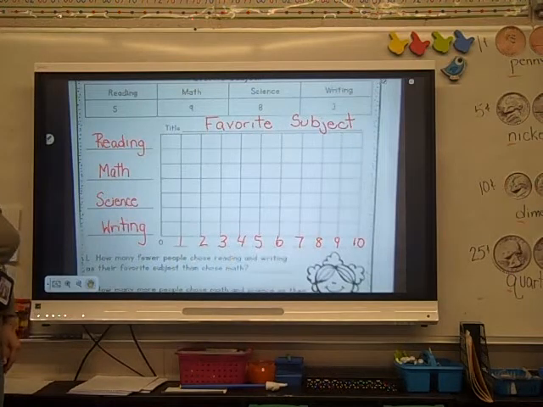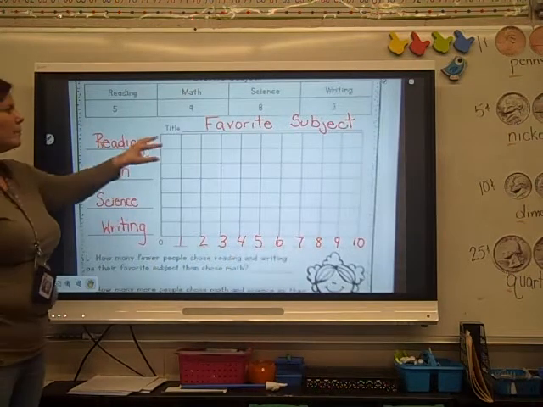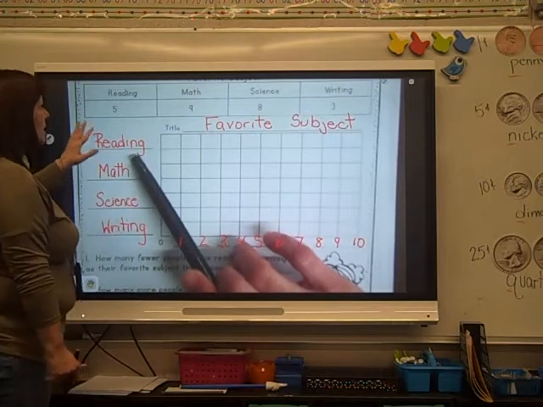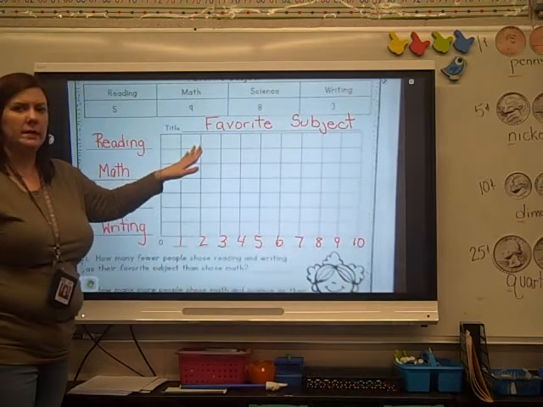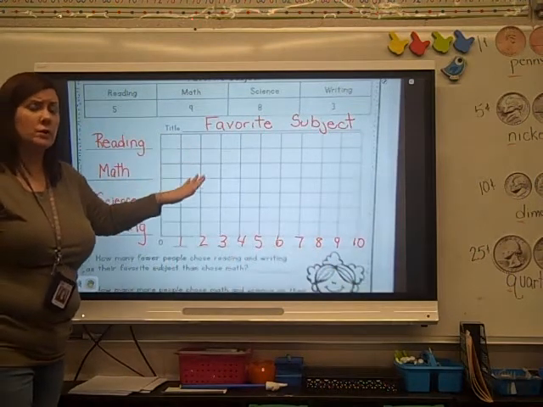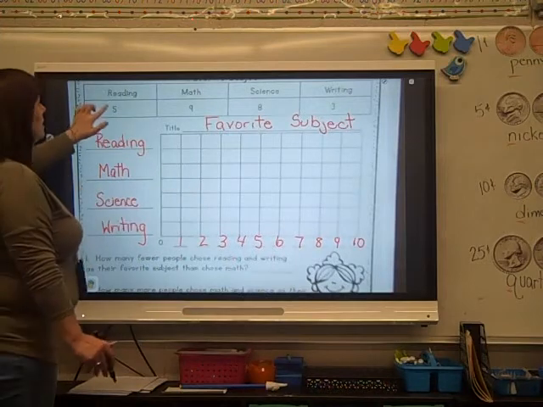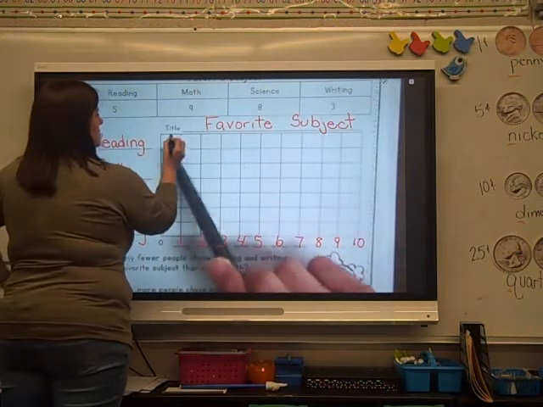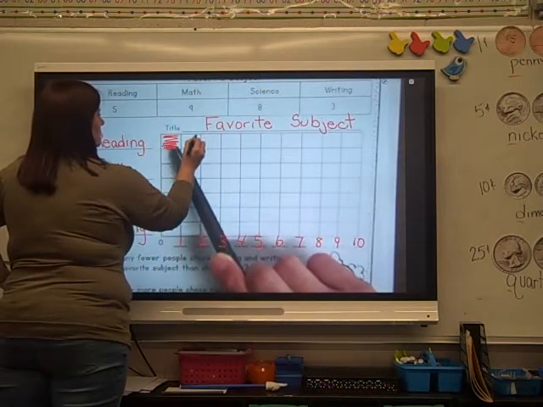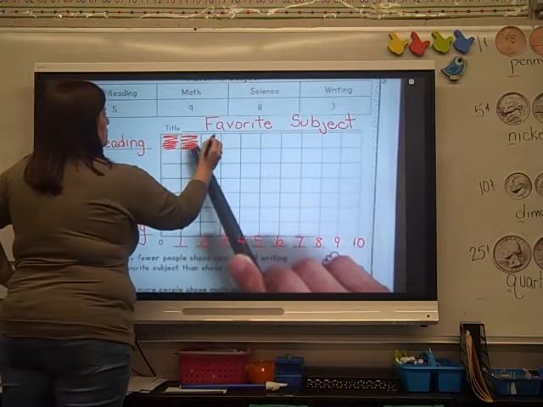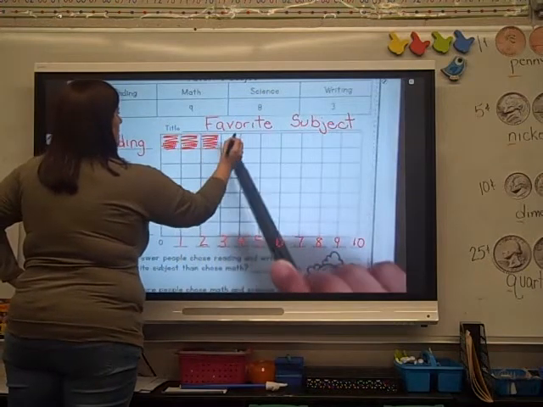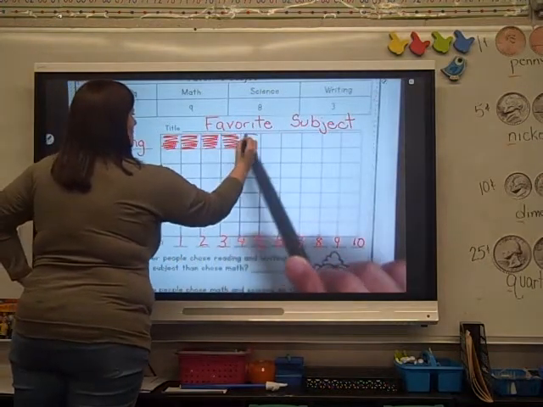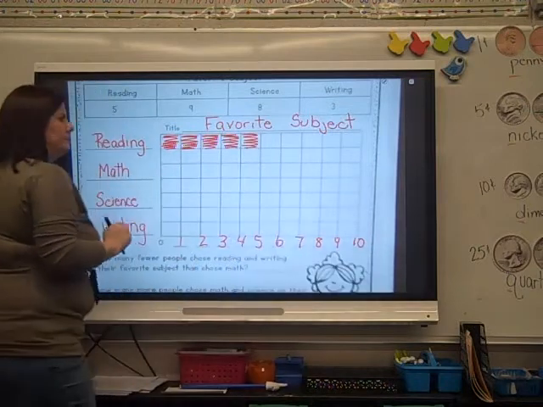All right. Now what you got to do, we're going to make a bar graph. Okay? Now I'm not going to color this in solid, and you don't have to either, or you can get you a crayon. Okay? Reading has 5 votes, so I'm going to color in 5 boxes, just like this. 1, 2, 3, 4, 5. Okay?